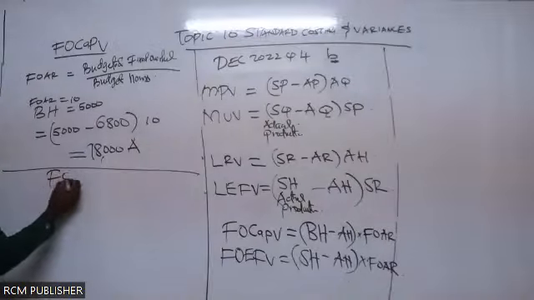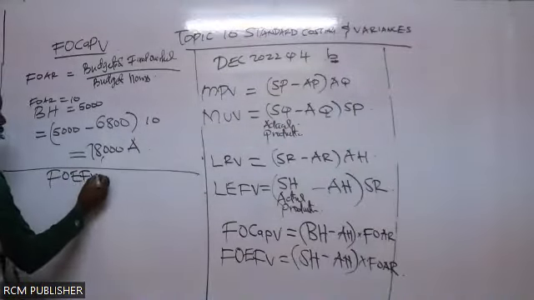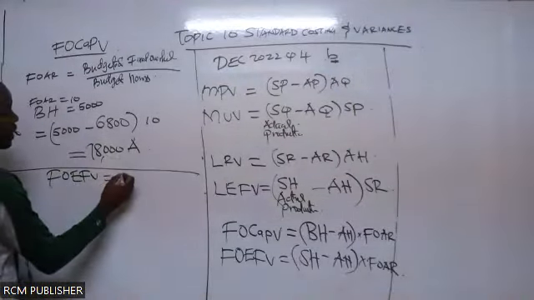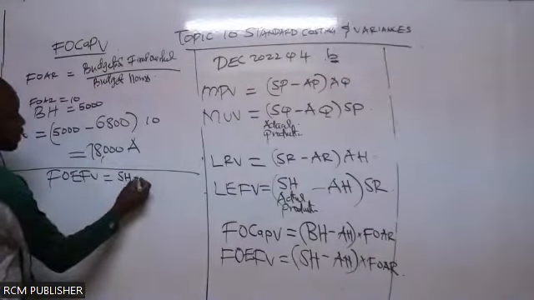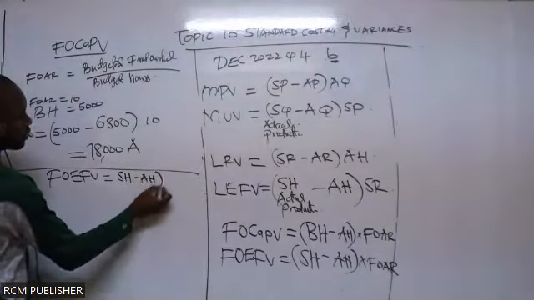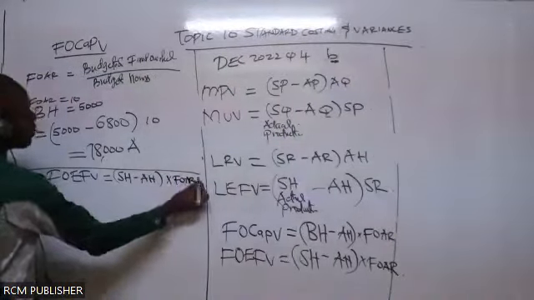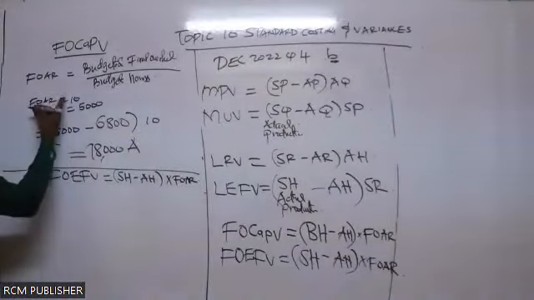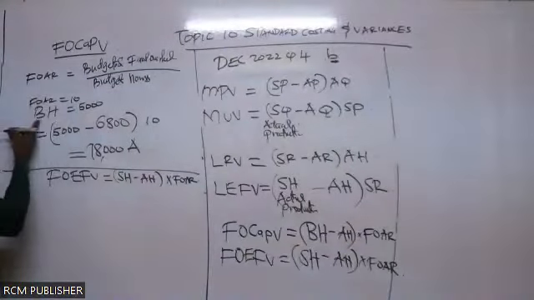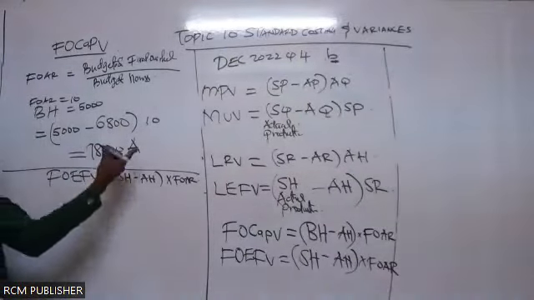Fixed overhead efficiency variance is equivalent to the standard hours minus actual hours, then you multiply by fixed overhead absorption rate. We already have our fixed overhead absorption rate. Whatever we are lacking now to replace this is the standard hours.